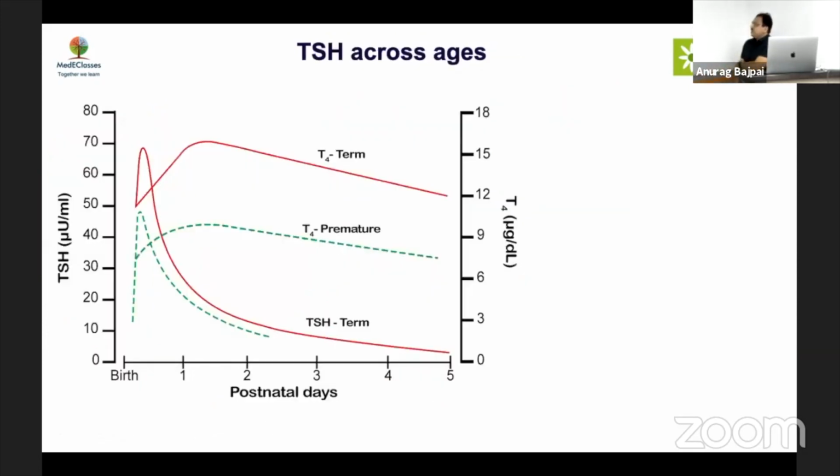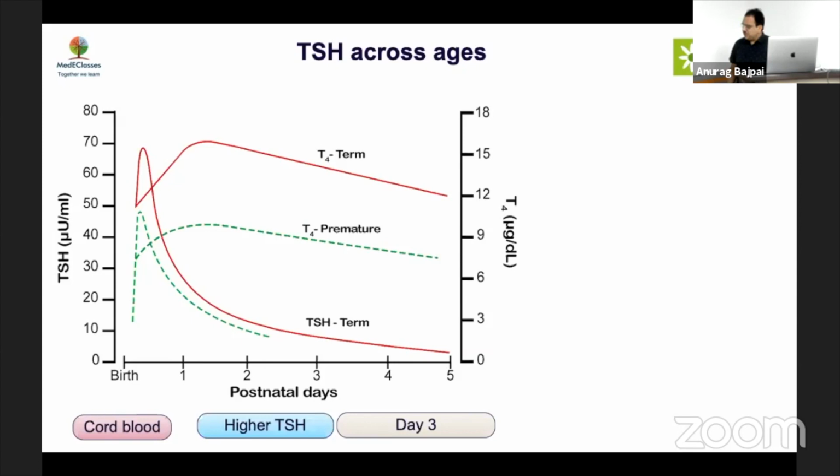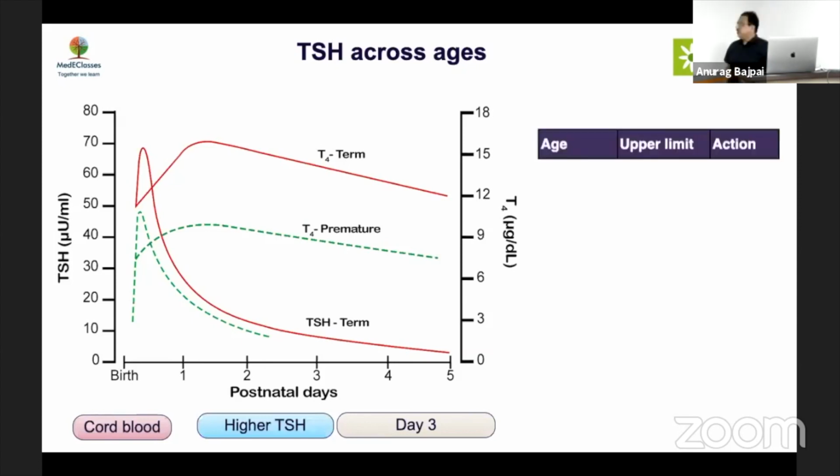Now TSH levels, as we all know, vary with age. There is a huge jump at birth and then the levels really come down. This is because of the cold stress response. And you can either do a TSH at cord blood or at day 3. In between, you should not really assess the TSH, otherwise the levels will be high.